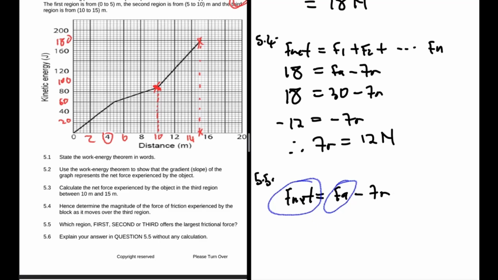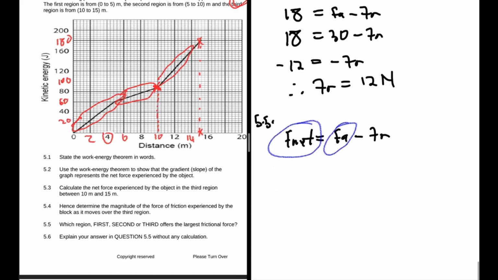So let's look at our graph here. From 0 to 5, it's pretty much steep, but then from 5 to 10, it's a bit gentle, right? And then 10 to 15 is also very steep. So 5 to 10 is gentle compared to the other parts, right? So there we have the largest friction. So here we're gonna say the second region has the largest friction. I hope you can understand that.